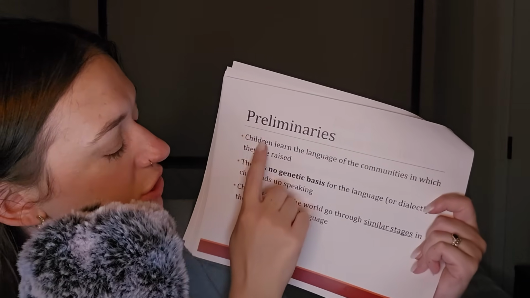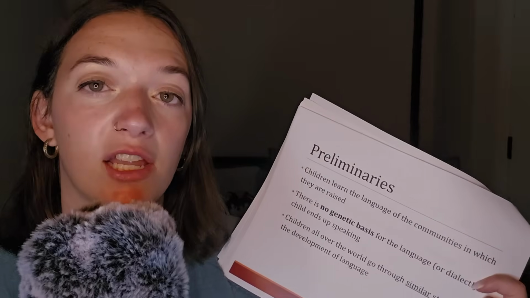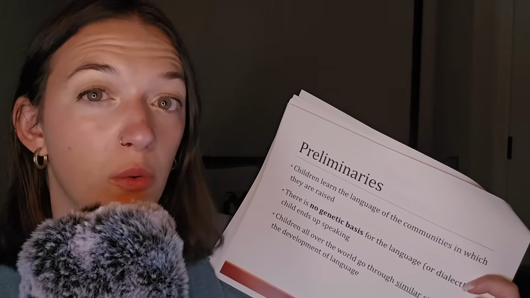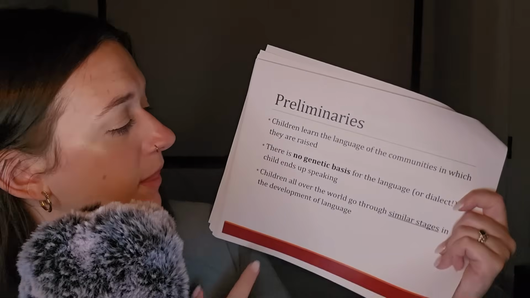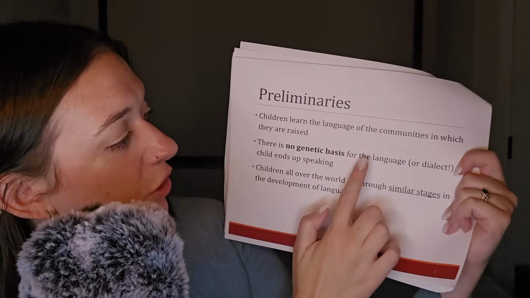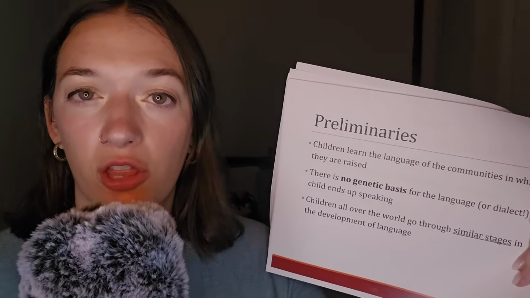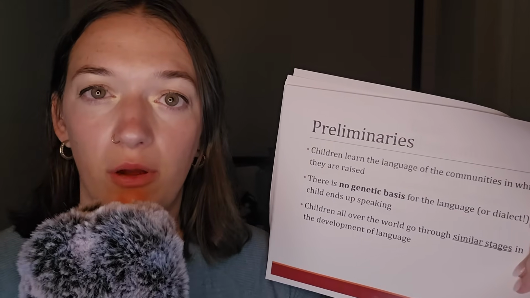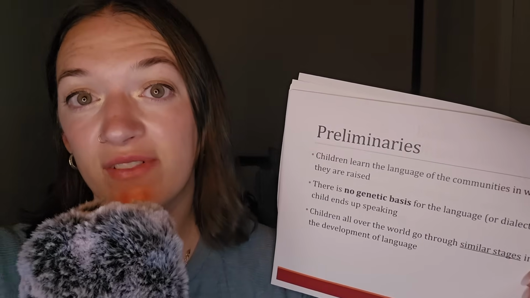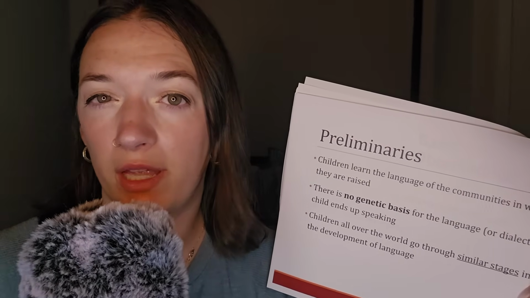Number one, children learn the language of the communities in which they are raised. This means that it is necessary that you are surrounded and exposed to a language in order to acquire it natively as a child. Number two, there is no genetic basis for the language or dialect a child ends up speaking. This means that although it is believed that there is some genetic component to language production as a whole, the specific language that a child ends up learning is not genetically predetermined.